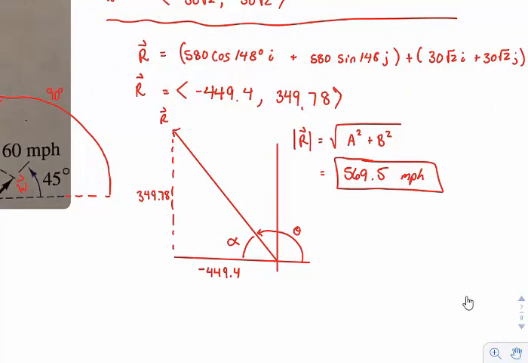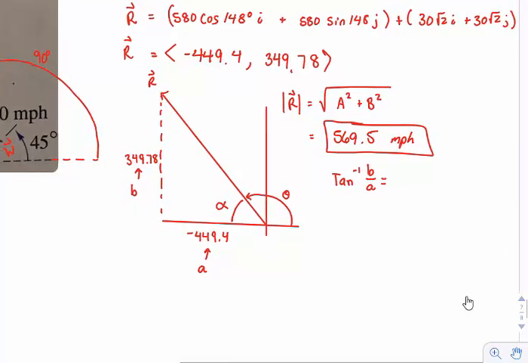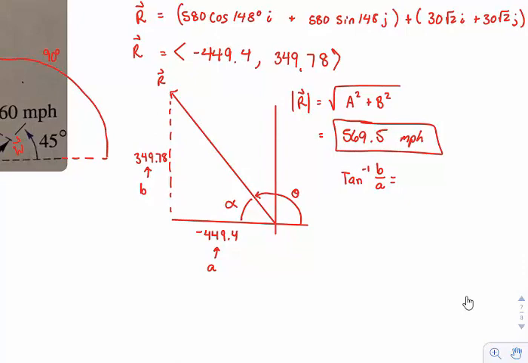I'm going to find alpha, and when I do that, I am just going to do my trig ratios again. Remember, I called that B and I called that A. So I'm going to do, again, tangent. I'm going to go tangent inverse, and I'm doing B over A. In other words, 349.78 divided by negative 449.4. So I'm going to go second tangent of B divided by A, and I get about 37.9 degrees.